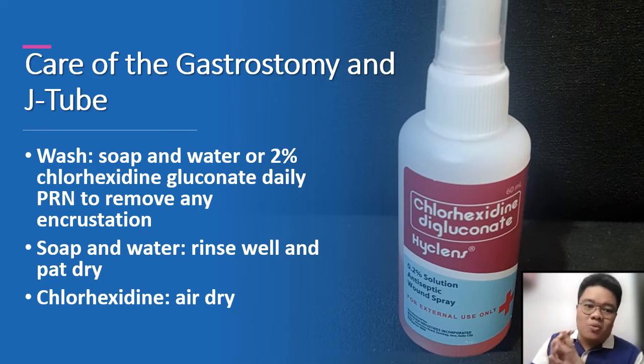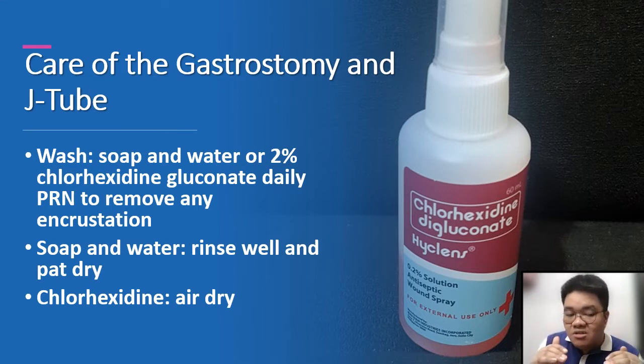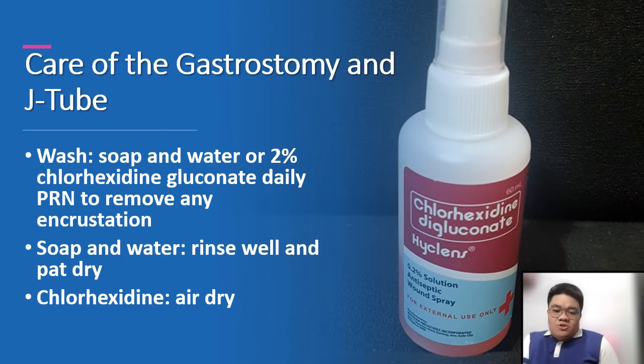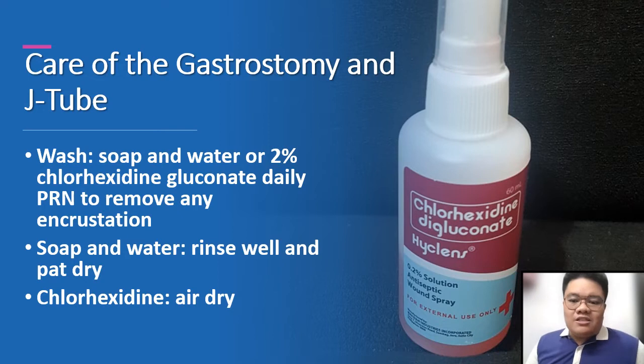You wash with soap and water, and then you could have your chlorhexidine gluconate daily, PRN, to remove any incrustation. When I say incrustation, dear students, those are the secretions which dried up. Okay, and then later on, these secretions would become crust-like. Then you would like to remove them. So class, the solution that you can have is soap and water or 2% chlorhexidine. In some instances, there are surgeons who would not even recommend the use of soap. Some surgeons would just use saline for irrigation. Because class, if you're using strong soap, the tendency is that the skin will also be irritated. So be careful with the soap.